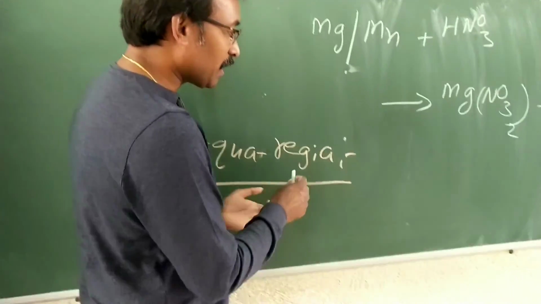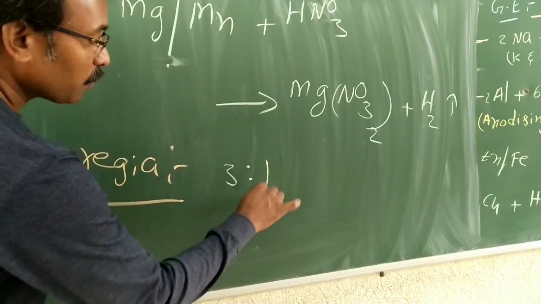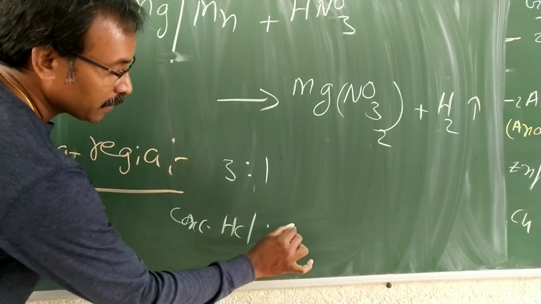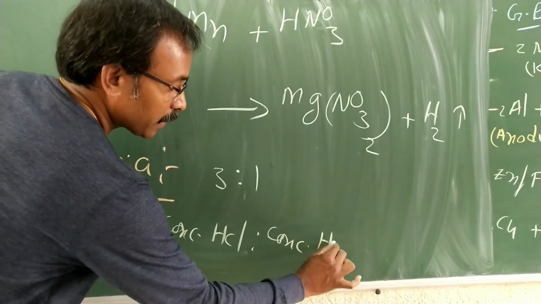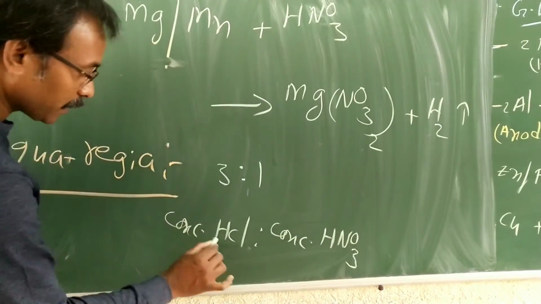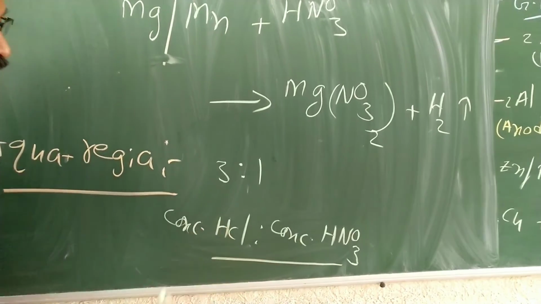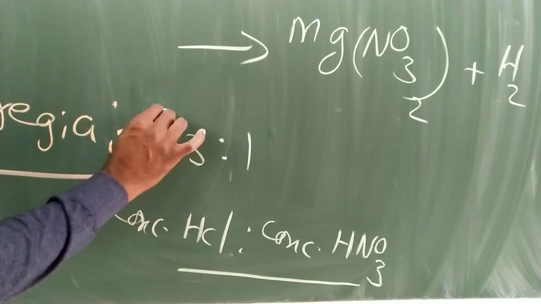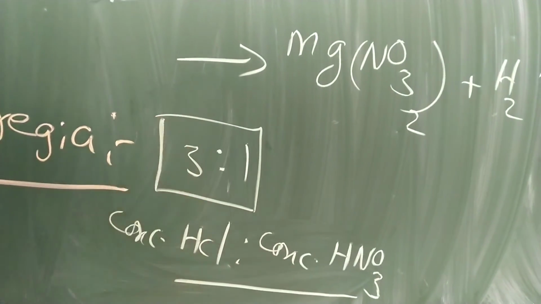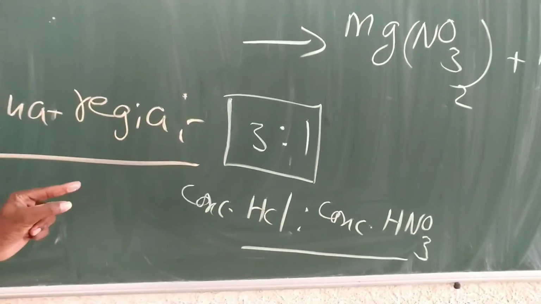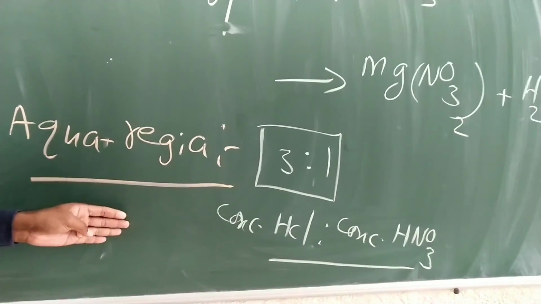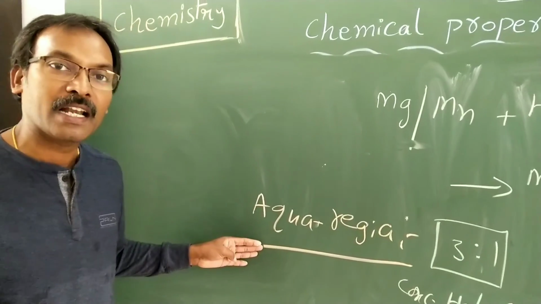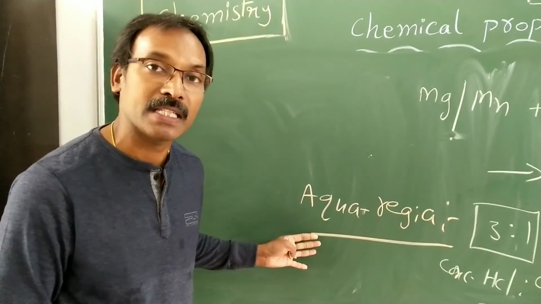For preparation of aqua regia, take a 3:1 ratio of concentrated hydrochloric acid and concentrated nitric acid. The combination of concentrated hydrochloric acid and concentrated nitric acid in the ratio of 3:1 is aqua regia, generally used by goldsmiths in the purification of gold, platinum and silver. Yes, children? Clear? In the next class we are going to understand about the reactivity series and further.